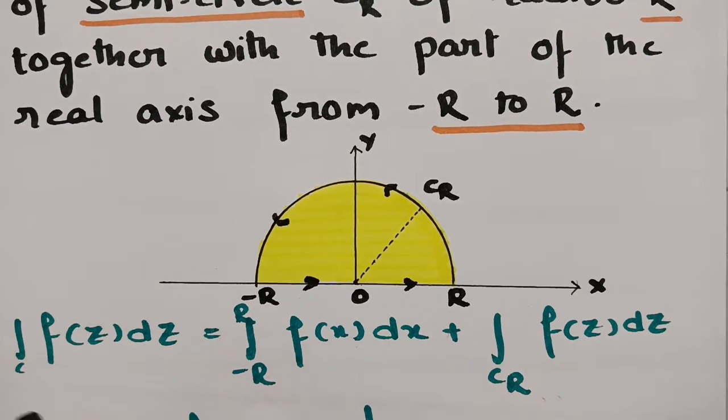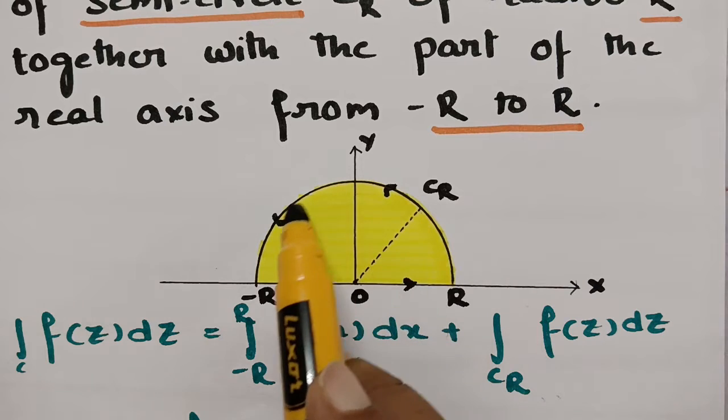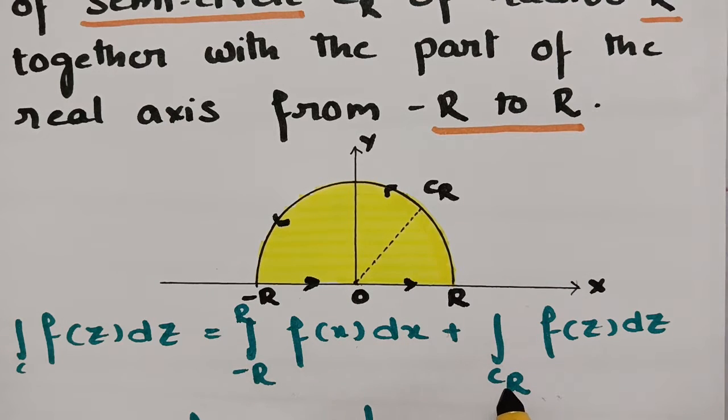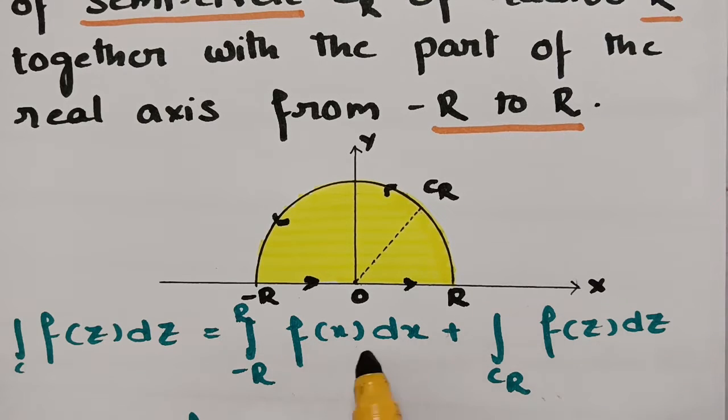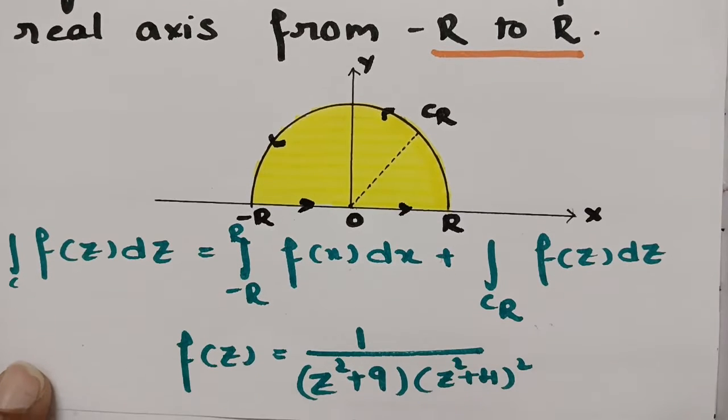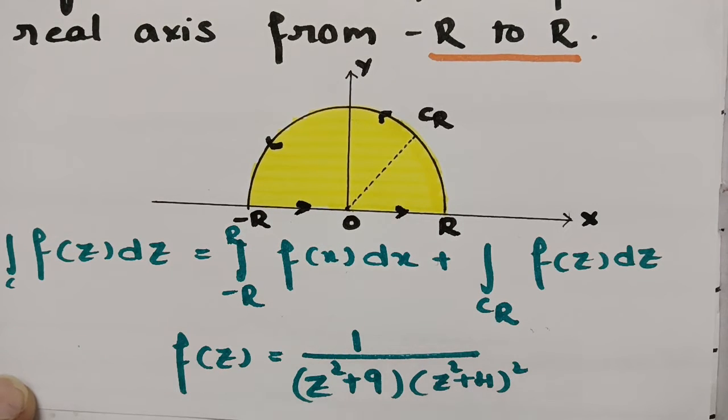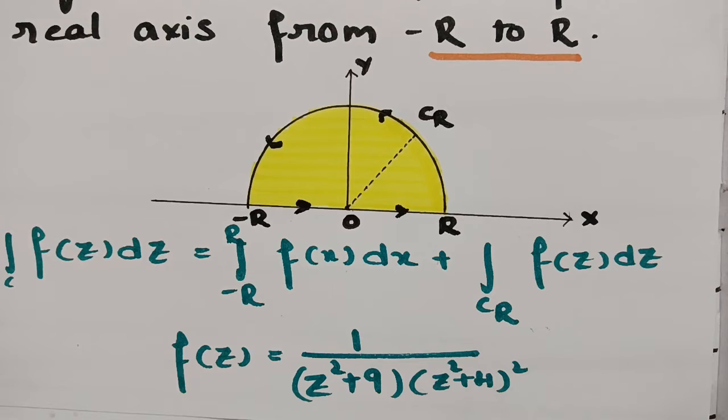In order to find the integral over C of f of z dz, we have two parts. That is the integral from minus r to plus r of f of x dx, as it is the real axis, and the next is CR, the semicircle with center 0 and radius r, the integral of f of z dz. We have to find these two values and substitute, so that we get the total integral over C of f of z dz. So what is our f of z? f of z is 1 by (z squared plus 9) into (z squared plus 4) whole square.